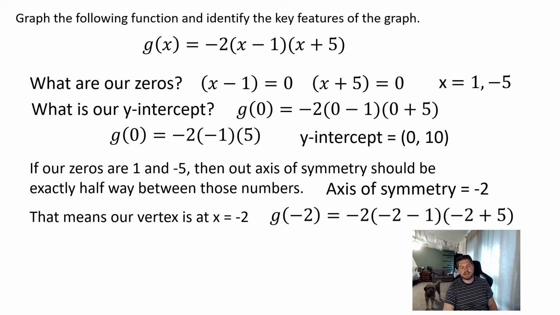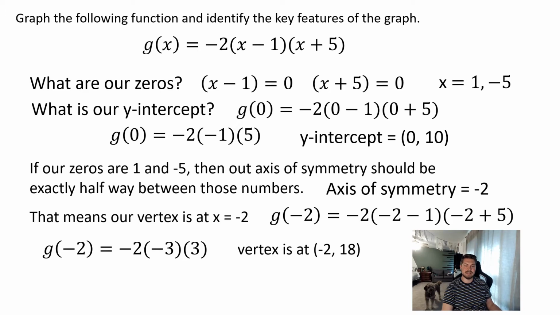So we plug in -2, we get -2 minus 1, which is -3, -2 plus 5, which is 3, and we multiply that out, the negatives cancel out, and we get 2 times 3 times 3, or 3 times 3 times 2. Either way, you should get 18. So our vertex is (-2, 18). So now we actually have enough information to graph it, Fozzie. Instead of making a table, I think this is a pretty nice alternative, right? So let's look at what that would look like.